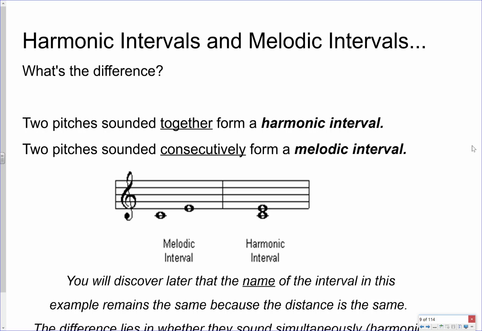Below, in measure 1, we have an example of a melodic interval. First comes the C4, followed by the E4. In the second measure, we have a harmonic interval. Both the C4 and E4 are played simultaneously.